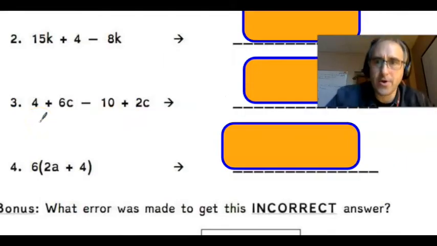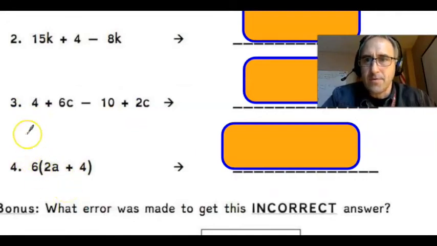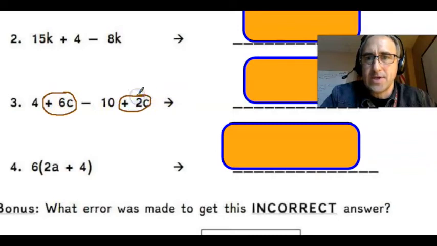Now I want to go over yesterday's benchmark. On the benchmark, I want to go over number 3. We've already spent a lot of time on distribution today with ones like number 4, but I want to bring you back to number 3. Remember, things that have the same jerseys go together, and we need to make sure we circle the symbol out in front of the number. So I'm going to circle the C's, the plus 6C and the plus 2C.